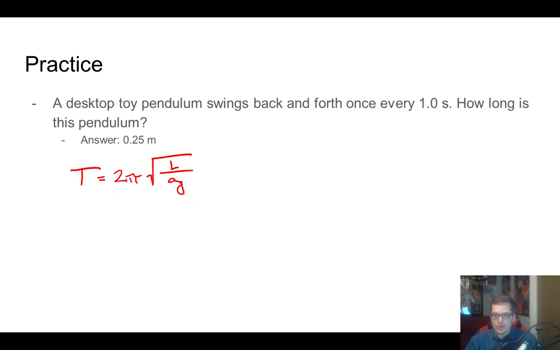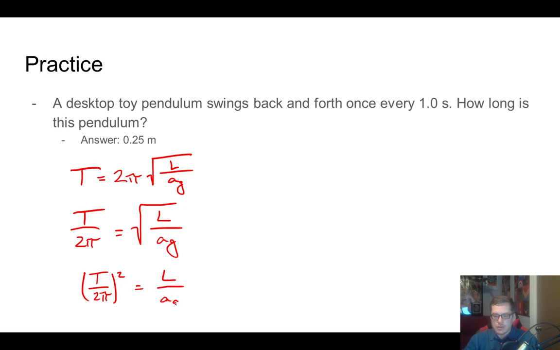All right, so we're going to divide by 2 pi on both sides. So T over 2 pi is equal to the square root of L over AG. Okay, and then we're going to square both sides. So T over 2 pi squared is equal to L over AG. All right, then we're just going to multiply both sides by acceleration due to gravity. And so therefore these will cancel, right? And you'll be left with your length is equal to your acceleration due to gravity times T over 2 pi squared.